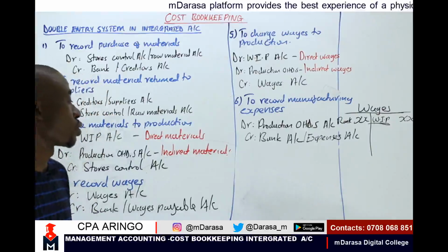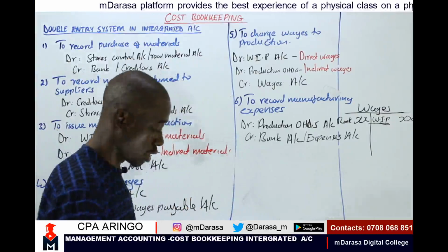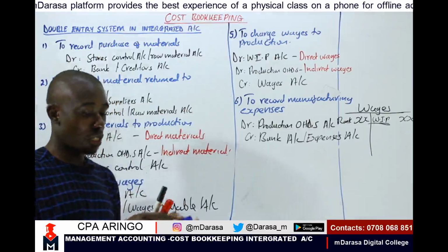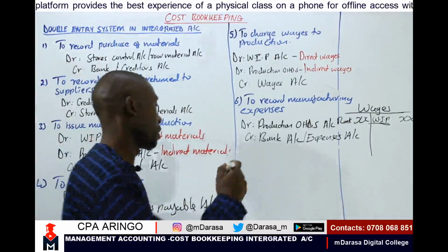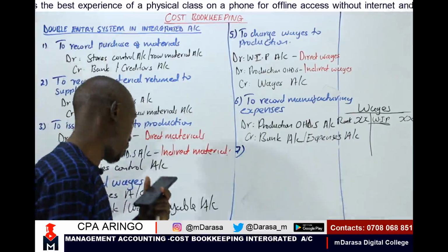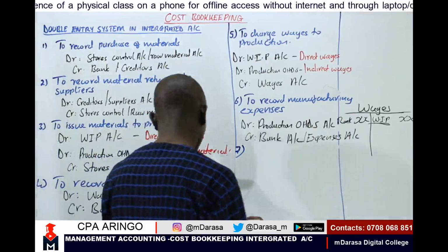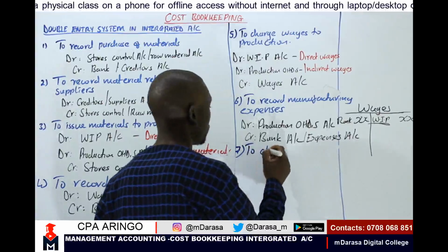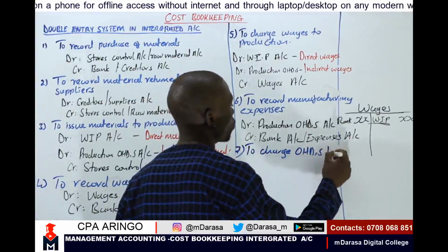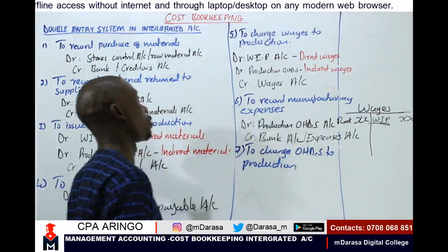So after we've talked of that, that should take us to entry number what? Number 7. Very key to understand. Now we want to charge overheads to production. So, to charge overheads to production.